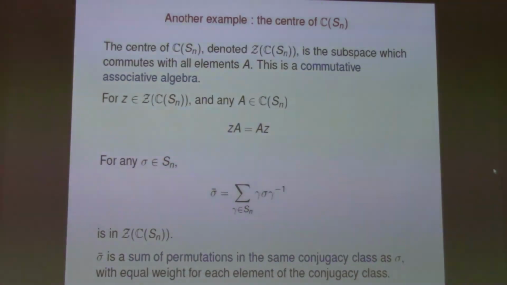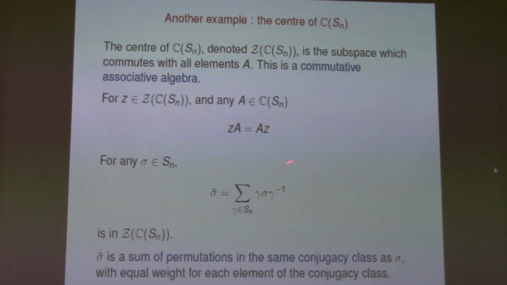So that's the first example, the group algebra of Sn. The other example is the center of that group algebra. So take the subspace of this associative algebra which commutes with everything in the algebra, it's the center. A commutative associative algebra: take all z's in the center which commute with everything, all linear combinations which commute with any permutation, basically. How do we build these elements in the center?